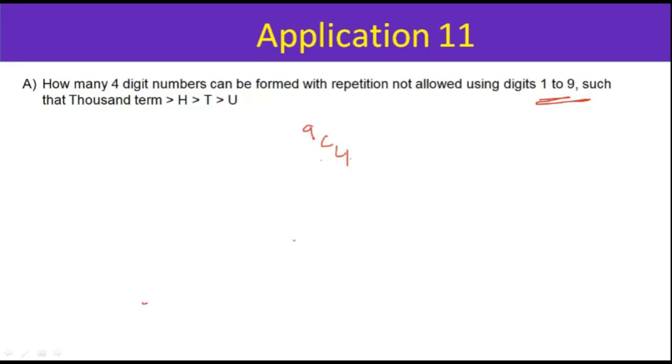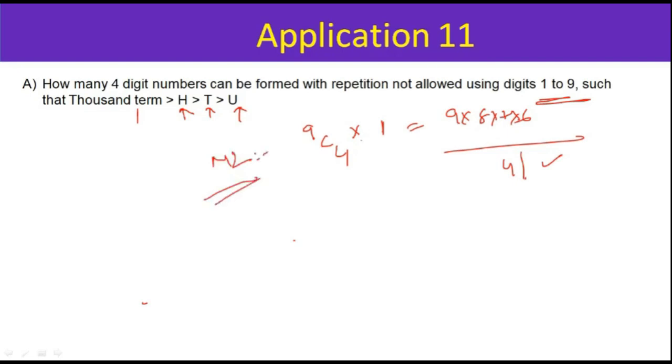Now, in how many ways can I arrange those 4 digits? I can arrange them in only one way. Why? Because whatever is the largest has to be in the thousands position, followed by the hundreds, followed by the tens, followed by the units. I can't arrange them in 4 factorial ways now; I can only arrange them in one way. So if you solve this, it gives the same 9 into 8 into 7 into 6 upon 4 factorial. This is method 2, where we first select and then arrange. Clear?